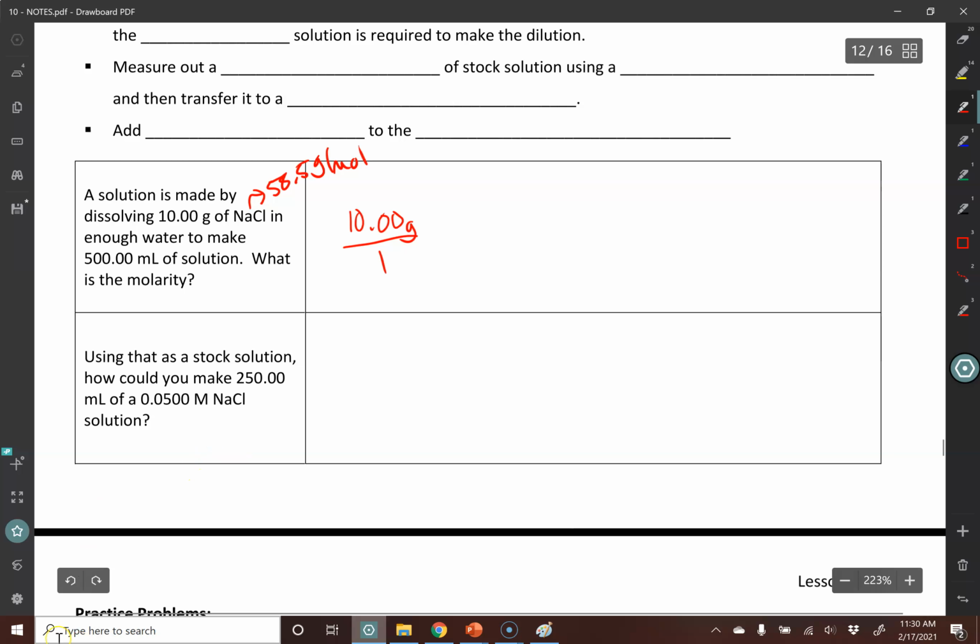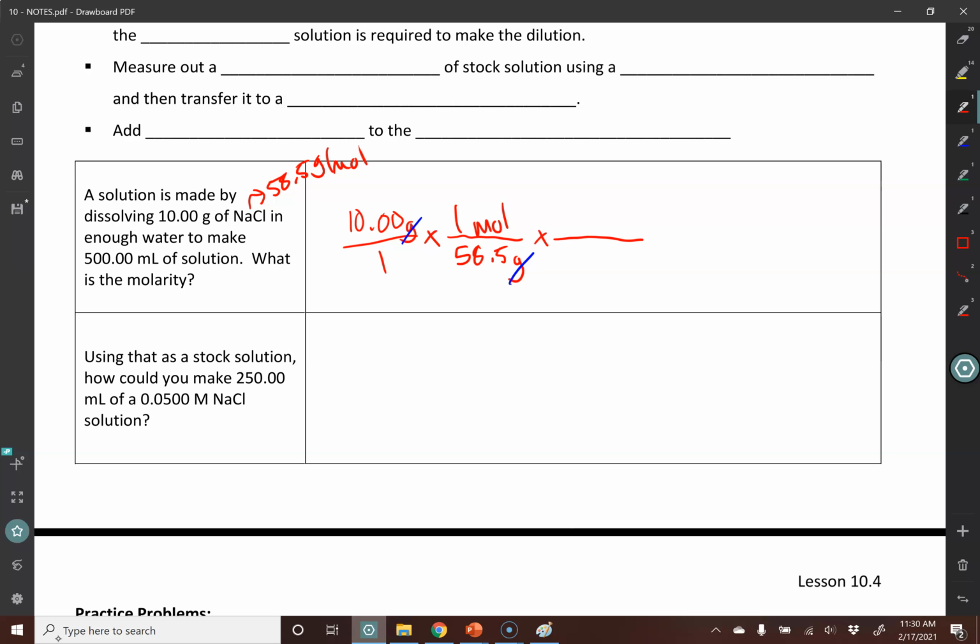I have to get to moles per liter for molarity. I can say 1 mole of sodium chloride has a mass of 58.5 grams. That'll let me cancel out grams, and now I've got moles. I know that I need moles per liter. I have milliliters, which is a volume unit, and volume has to go in the denominator. So I'm going to put 1 over 500.00 milliliters.